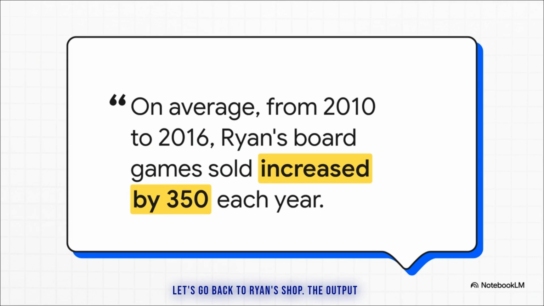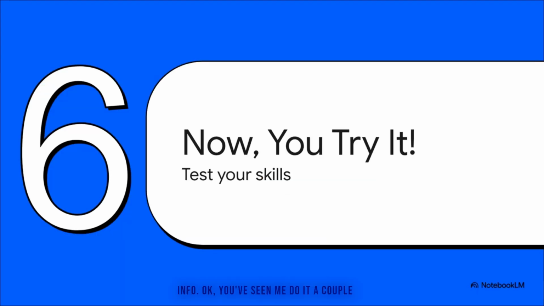So let's go back to Ryan's shop. The output was board games sold, right? And the input was year. So that means our answer of 350 is actually 350 board games per year. Now that tells us something. It means that on average, his sales were growing by 350 games every single year for that whole period. That's a really powerful piece of info. Okay, you've seen me do it a couple of times. Now it's your turn. Let's see if you can put these new skills to the test with one last problem.